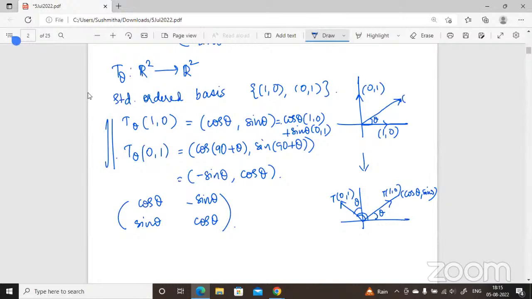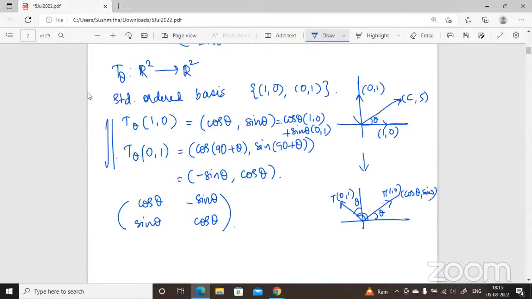What is this? This is cos theta, sin theta. That's what I've written here. And that can be written in terms of the basis vectors again. It's the standard ordered basis for the codomain as well. So it can be written as cos theta times 1, 0 plus sin theta times 0, 1. And then T theta of 0, 1.